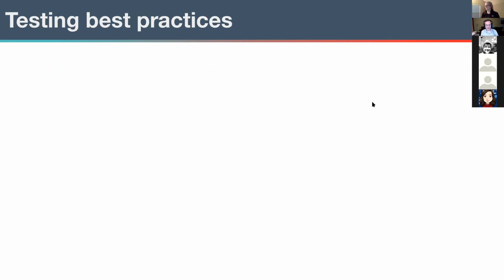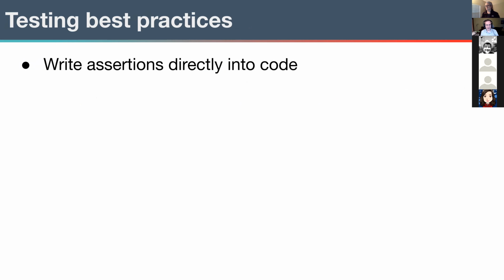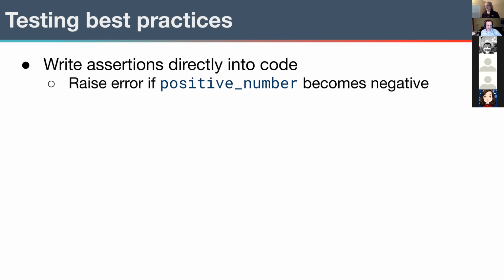So there are a bunch of testing best practices that are worth keeping in mind. It's helpful to write assertions directly into our software. So some checks don't actually have to be part of the test suite. They can be built into the code. So if we have a variable positive number and it becomes negative, then we can raise an error.